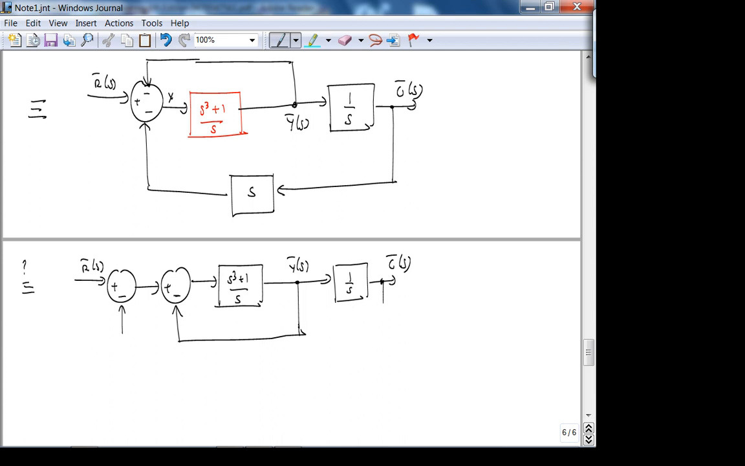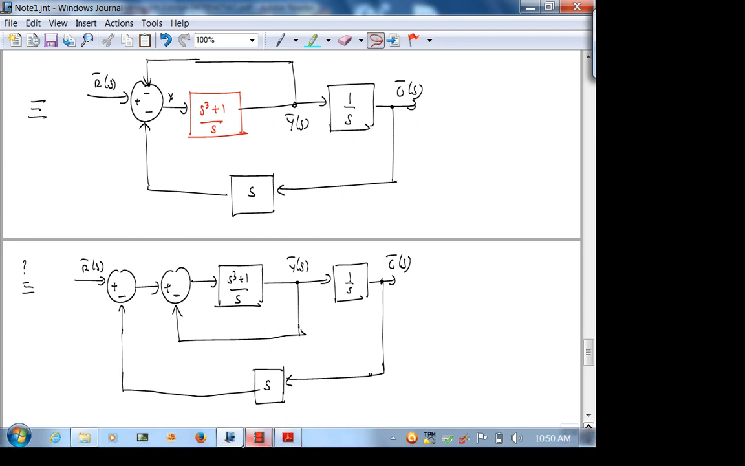Now, the question is, are these equivalent? We'll continue that tomorrow. Now you see that this is feedback form, yes? Cascade form, feedback form. Make sense? I think it's better that you trace signals, but if you can do this, since you know what the transfer function is for feedback form, you're done. Okay, let me stop the lecture. We're out of time.